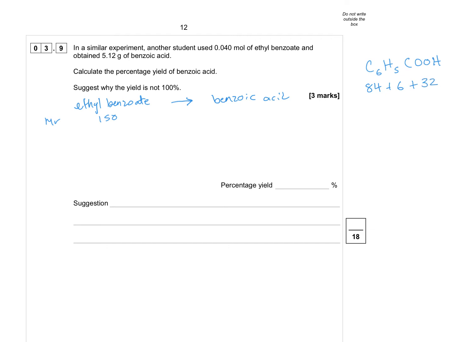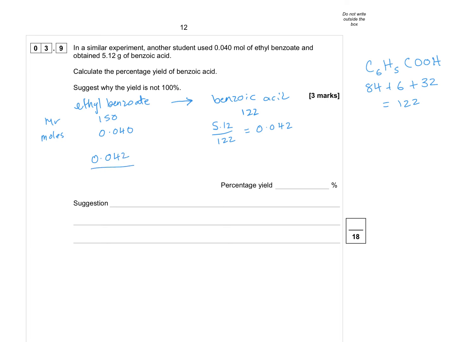so I've got 84 plus 6 plus the 32, so that's 122. Okay, so I know how many moles of ethyl benzoate I've started with, so that's 0.040, which is given to me in the question. And I can work out how many moles of benzoic acid have been produced, so 5.12 grams divided by the molar mass. And I can work out that that's 0.042 moles. So this is interesting, we've made more moles than we started with.